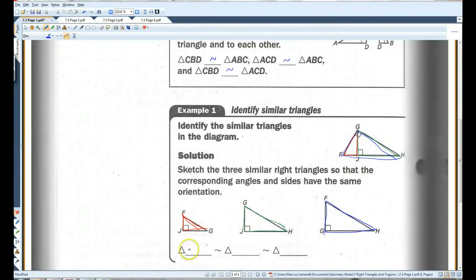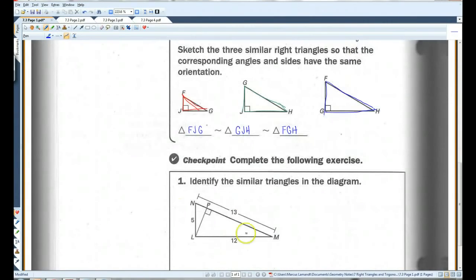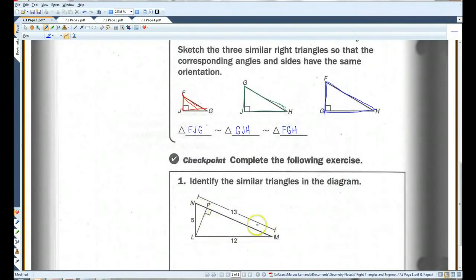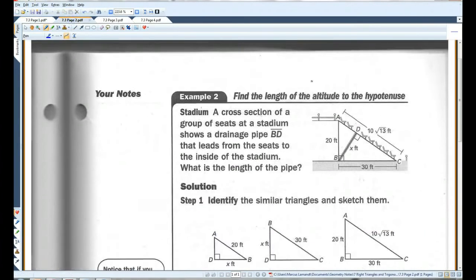So triangle FJG, triangle GJH, and triangle FGH. Make sure your letters are in the right places. Okay? Alright. I'd like you guys to do the same thing with this one. Notice that this one has the hypotenuse on the bottom. This one, the hypotenuse is at the top. So it's a little bit different, but I think you guys can do this. Okay? Let's go on to page 2.